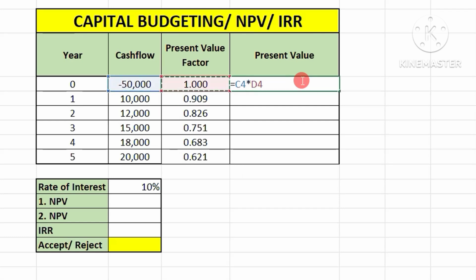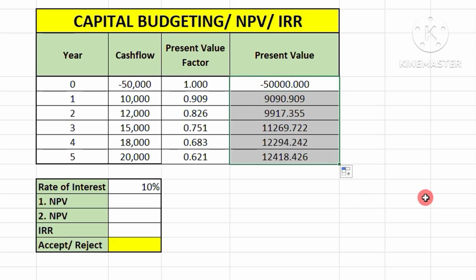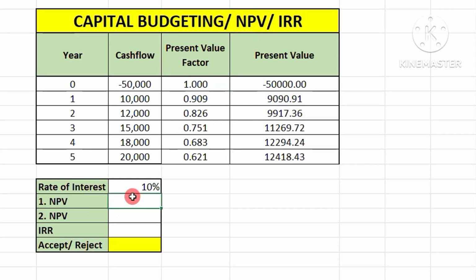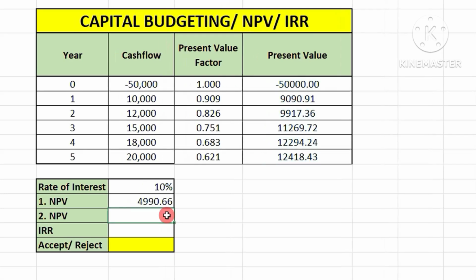So for 50,000 into 1, that is minus 50,000 into 1 is negative 50,000, and so on. And these are the present values, and to find out NPV we'll use sum, that is all inflows minus outflows. So by using this sum formula we'll make the sum of all inflows and outflows. It gives 4,990, which is positive.